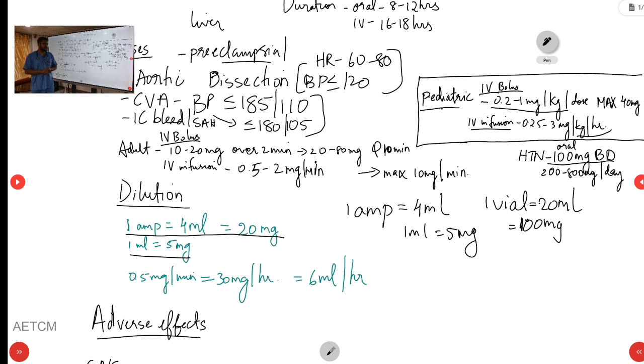Okay, so how do you make the infusion? We have discussed earlier that one ampule has 4 ml, and each ml is 5 mg. So 5 into 4 will become 20 mg in an ampule.